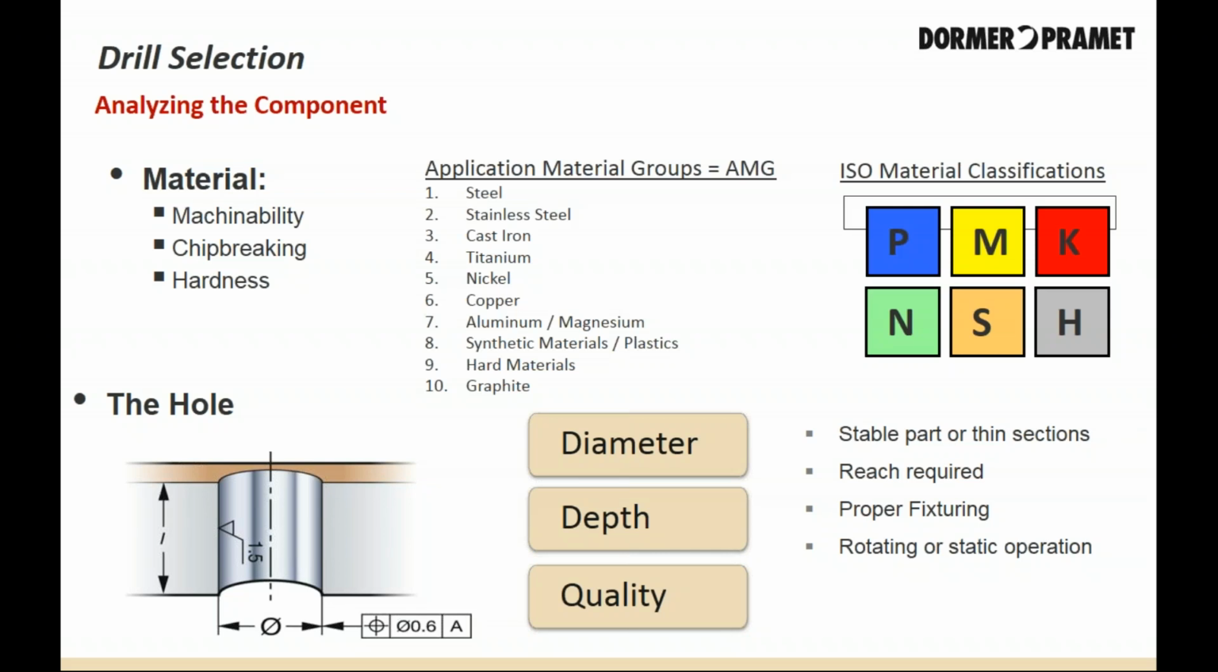Secondly, the reach required. How far will the drill stick out of the tool holder? Third, rigid part fixturing. This is a must for successful carbide drilling. And fourth, is the drill rotating or is the part rotating?